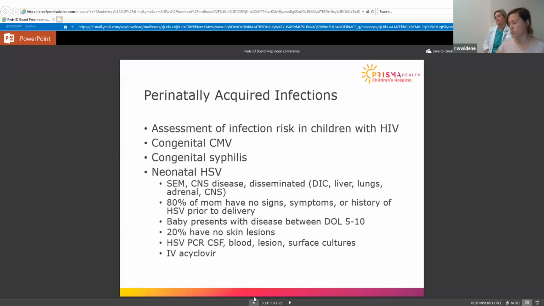But on the boards, it wants you to do the PCR straight up. And it doesn't matter if it's RNA or DNA, even though we do DNA here. You just want the PCR. Yeah. So that's for HIV.